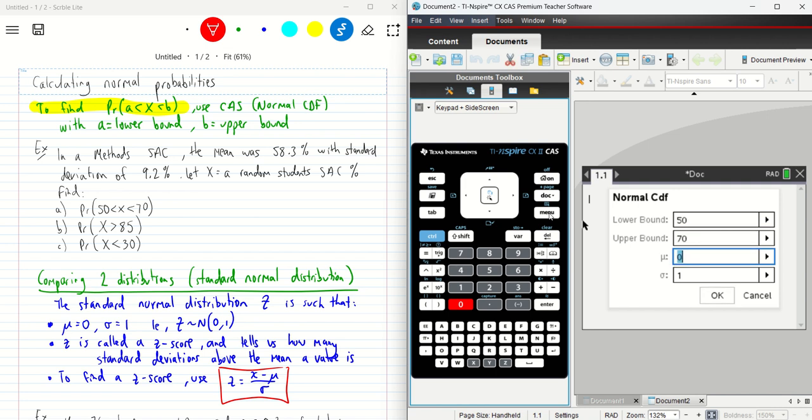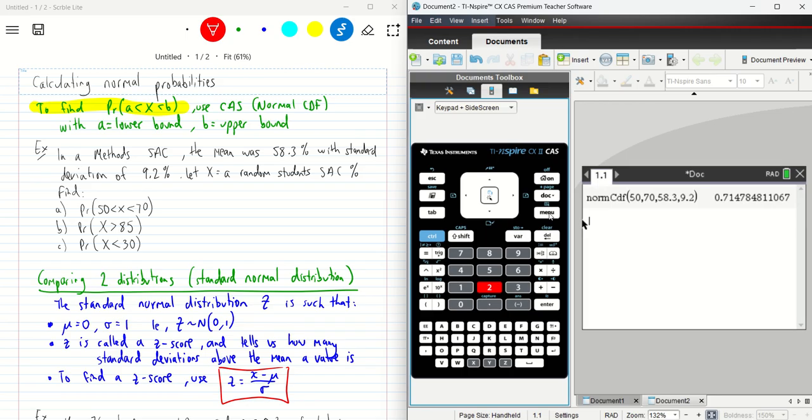Our mu, so our average here, is 58.3. So put in your average value, and your sigma, which is your standard deviation, was 9.2. Just fill out all that information and it pops out your answer. Let's just do it to 2 decimal places. So that's equal to 0.71. It's as easy as that.